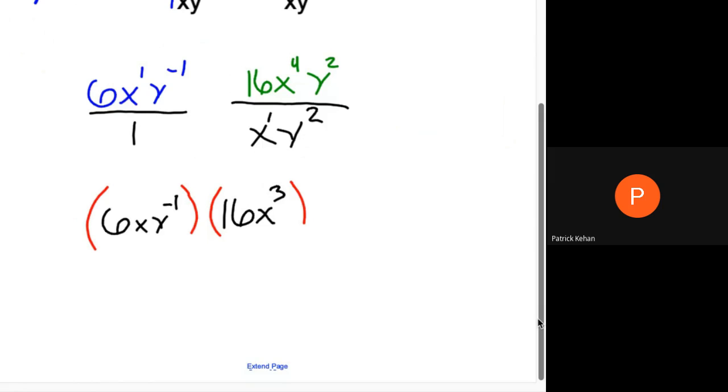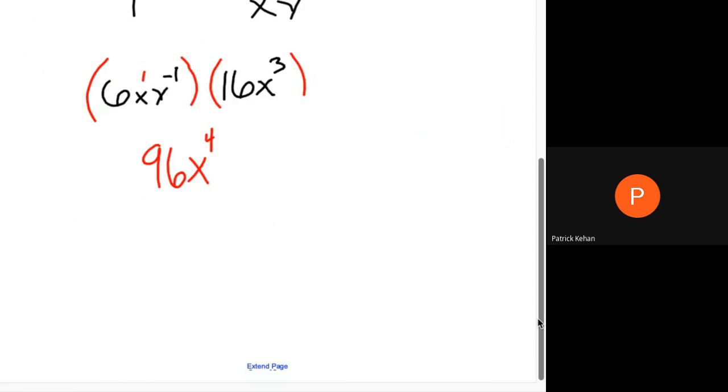And at this point, you're going to do 6 times 16, right? So that's going to leave us with 96. X to the first times x cubed. So I'm going to add those exponents. I end up with x to the fourth. And then y to the negative first, right, is multiplying it by 1, really.